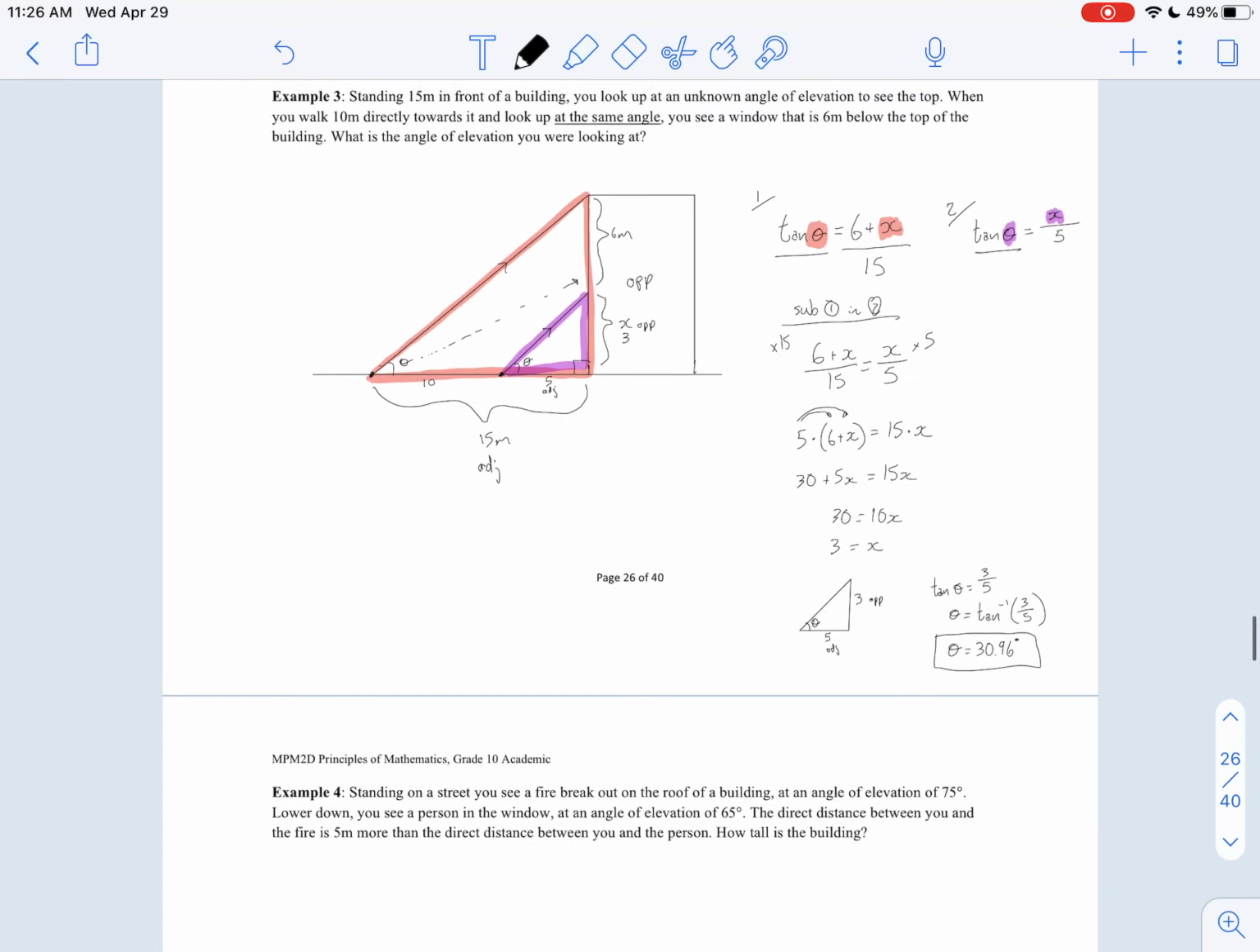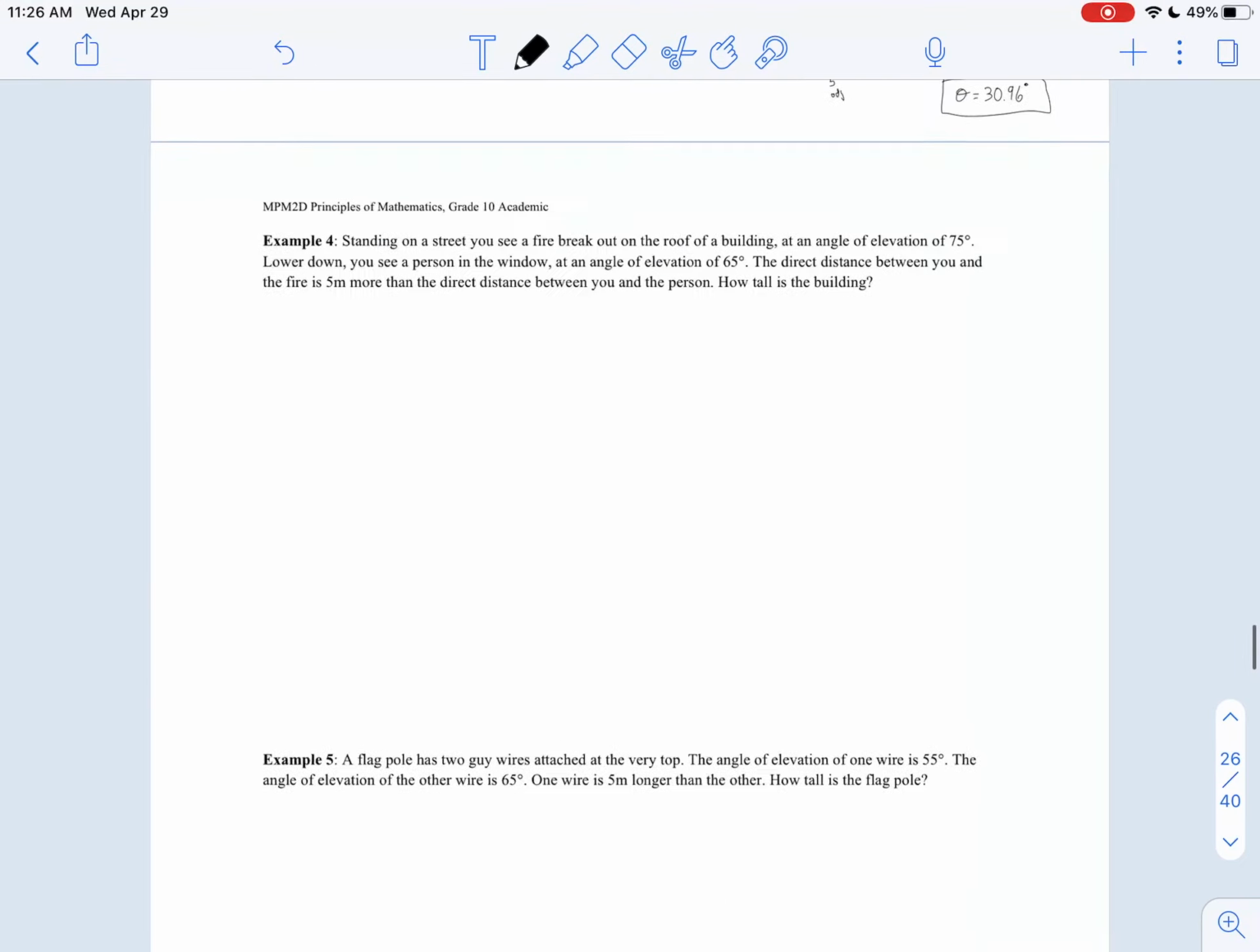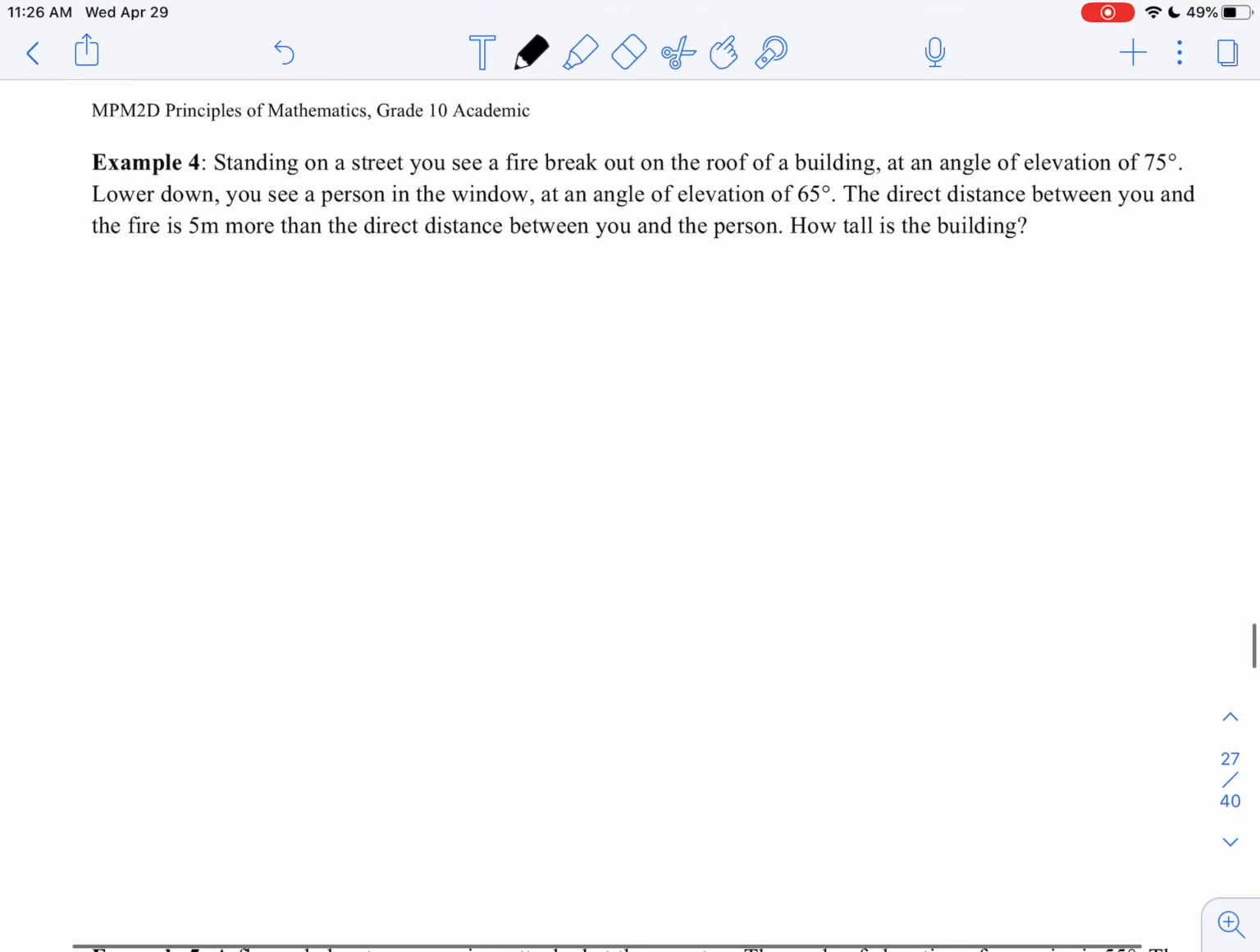Any questions on these? Feel free to email your teacher or ask during class. I'm going to move right along to the next one here. Question number 4. Once again, pause. Try to draw out this diagram, solve for one or two things. Once you get stuck, hit play, fast forward to where you're stuck.